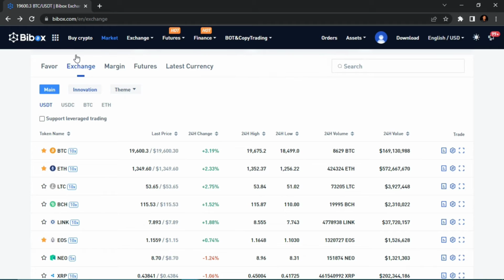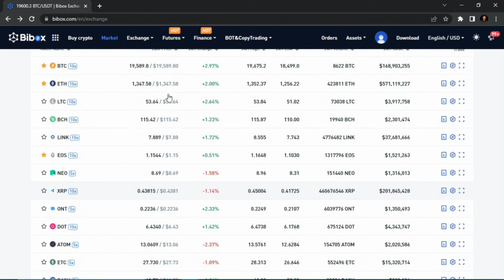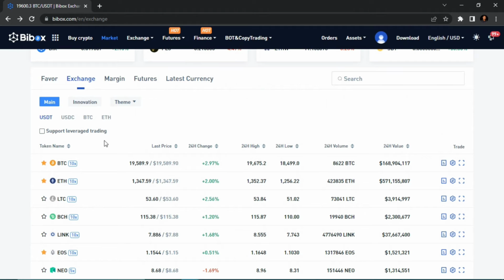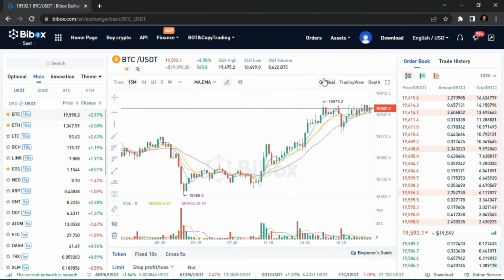Okay, this section is called the exchange. The exchange shows the various cryptocurrencies available on Bibox. There are several cryptocurrencies available on Bibox. You can easily have access to a cryptocurrency by just clicking on it. For example, I want to have access to BTC. I want to see the various activities going on with BTC.